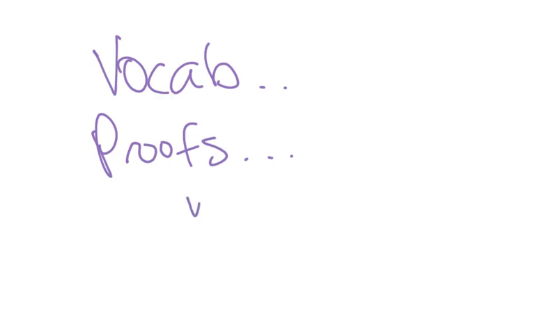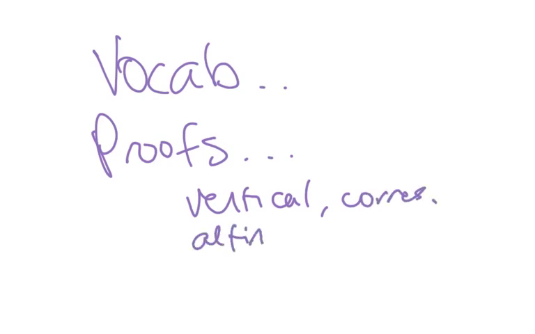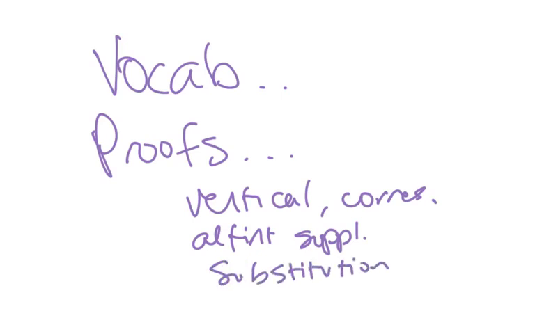But basically you're going to be using vertical angles, corresponding angles, alternate interiors, supplementary, substitution. Substitution is where you put in one for the other. Those are kind of the things that you're going to be using. Of course, you always start with given. But most of your proofs that you're going to be asked to do on your homework, I would say like 4 steps for the most part.